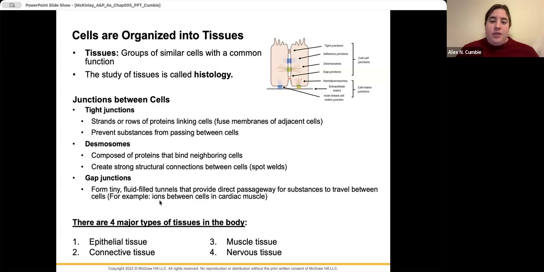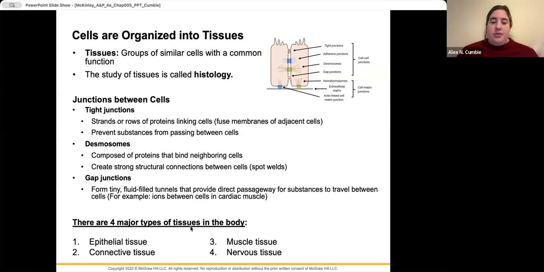The last type that we review in this class is gap junctions. You can see the picture right here. Gap junctions are tiny fluid-filled tunnels that actually connect cells together and allow for substances to pass between the cells. This could be different ions or gases going from one cell to the other. So that's our review of cells and how they get connected together to form tissues.